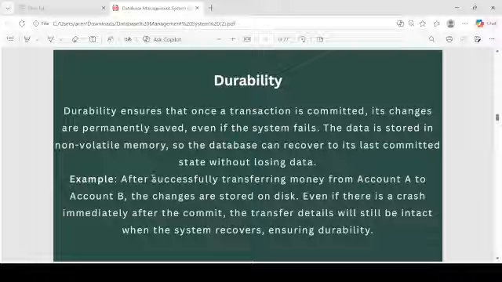For example, after successfully transferring money from account A to account B, if the changes are stored on disk, even if there is a crash immediately after the commit, the transfer details will still be intact when the system recovers, ensuring durability. So these are the ACID properties of a database management system, which ensure atomicity, consistency, isolation, and durability.